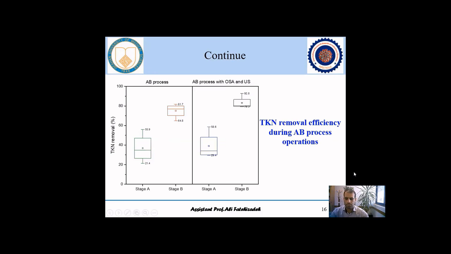The variation of total Kjeldahl nitrogen, TKN, removal efficiency during AB process and also combined process operation is shown in this figure. As you can see, when the AB process was combined with OSA and US, the removal efficiency of TKN increased. This situation may be related to incomplete denitrification in the holding sludge tank and sludge decay in the OSA and US tank, which provide an endogenous carbon source and resulted in complete denitrification in the OSA stage.